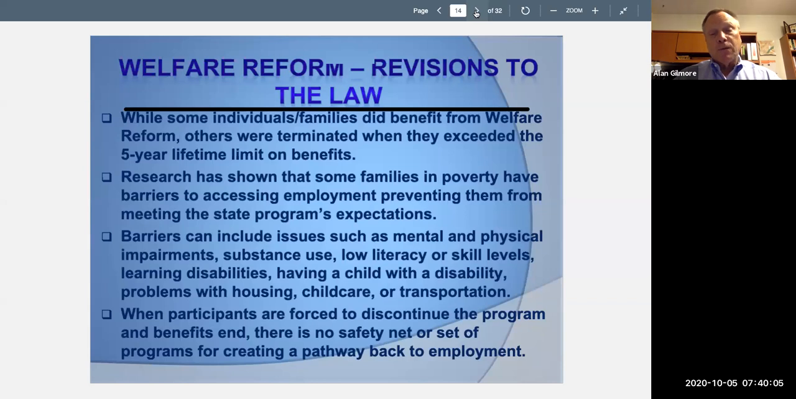When participants were forced to discontinue the program and benefits ended, there was no safety net or set of programs created that would give them a pathway back to employment.